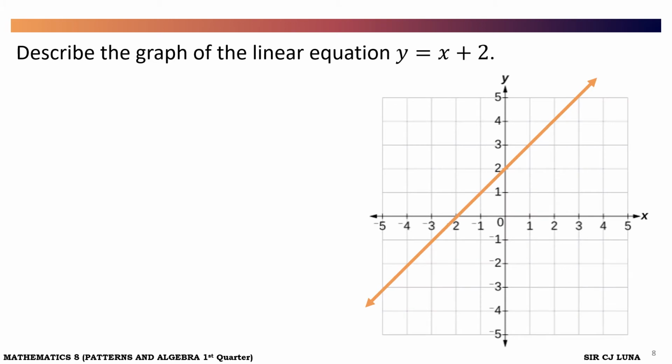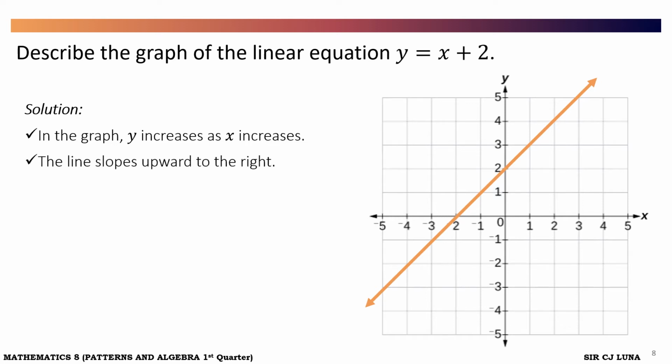Let's have an example. Describe the graph of the linear equation y is equal to x plus 2. At naka-sketch na rin dyan yung graph ng ating linear equation. Okay? So, describe natin ngayon yung trend ng linear equation. In the graph, y increases as x increases. Habang tumataas yung value ng x natin, papunta sa right, ganun din yung value ng y. Tumataas din. Okay? And the line slopes upward to the right. Ibig sabihin, yung line natin, yung graph natin ay increasing from left to right.